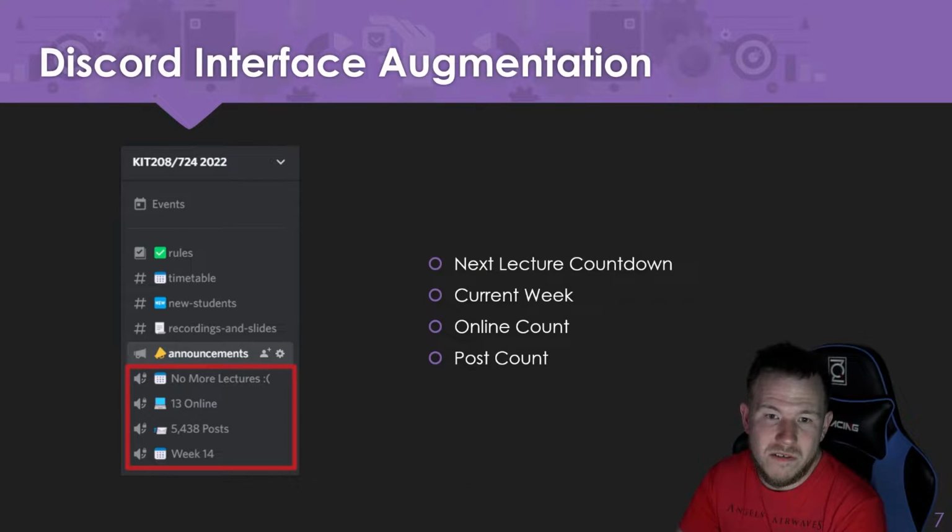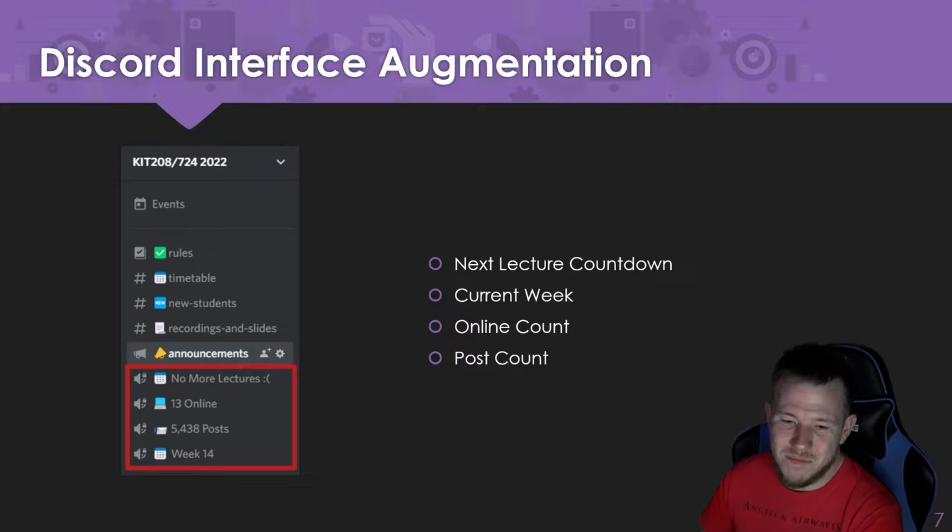The bot also augments the Discord interface, so in the top corner, we get first class information around when the next lecture is, how many students are online, or what the current week of semester is. A lot of students ask for this feature because it's not clear through the LMS.